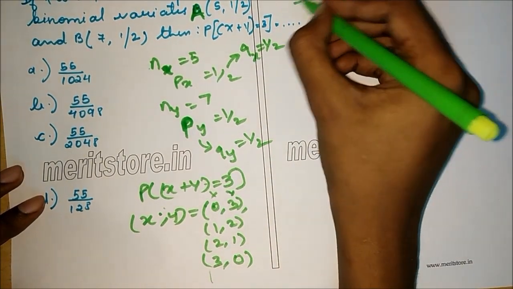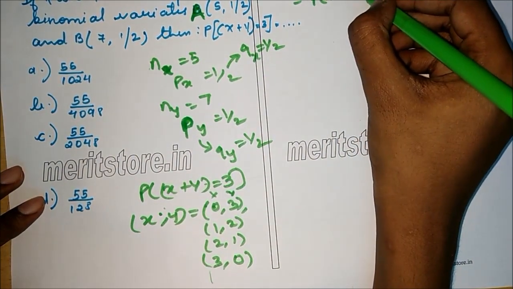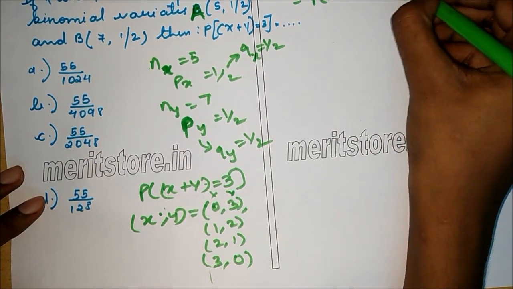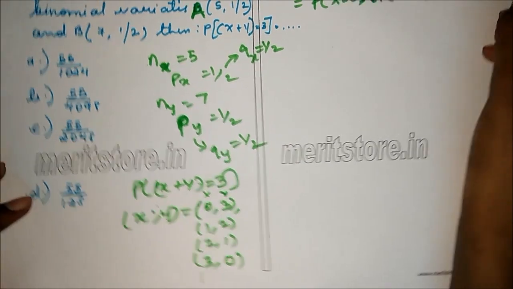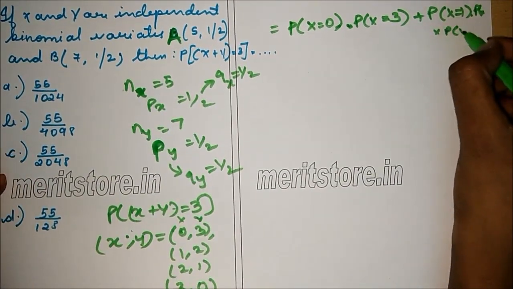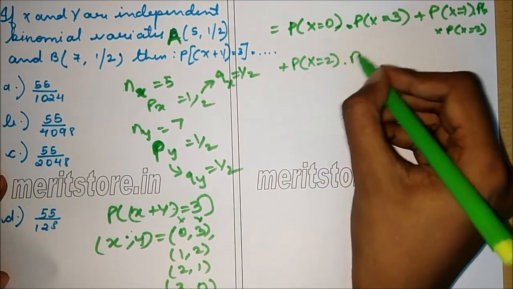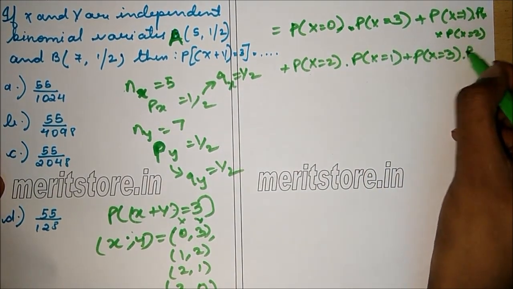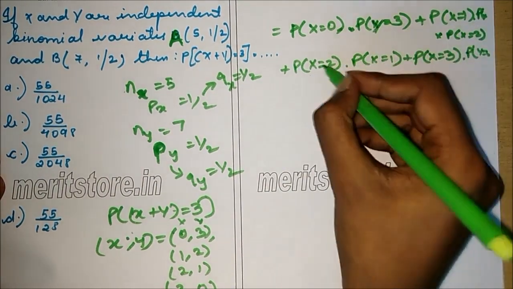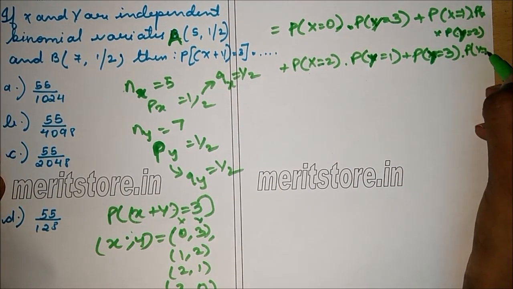So this will be equal to P of x equals 0 into P of y equals 3 plus P of x equals 1 into P of y equals 2 plus P of x equals 2 into P of y equals 1 plus P of x equals 3 into P of y equals 0. This is y, that's a correction. So P of x equals 3 into P of y equals 0.